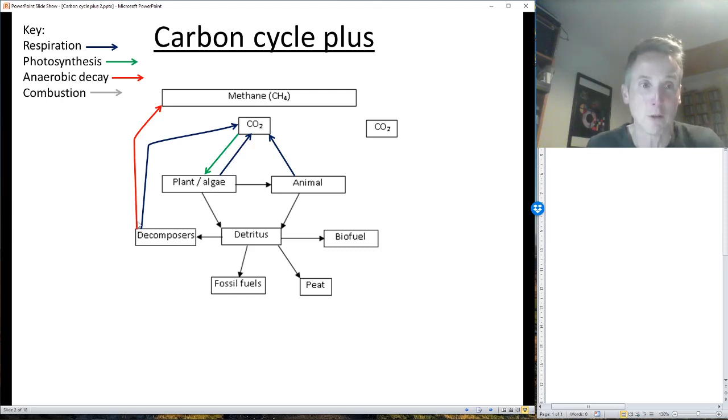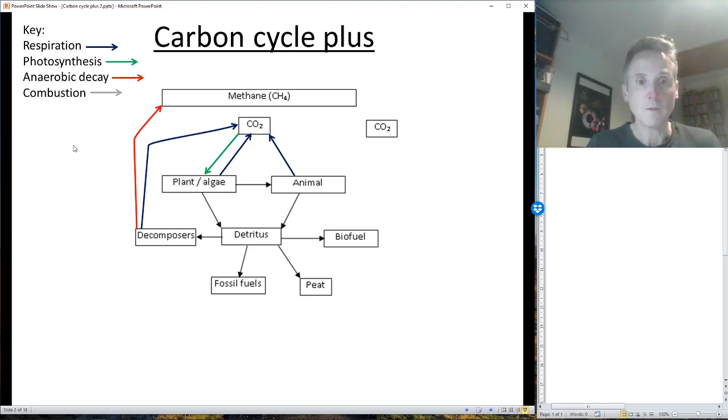Because if decomposers are letting methane get into the atmosphere, then again it has a lot more warming effect than carbon dioxide does. It's better to burn it than to release methane.